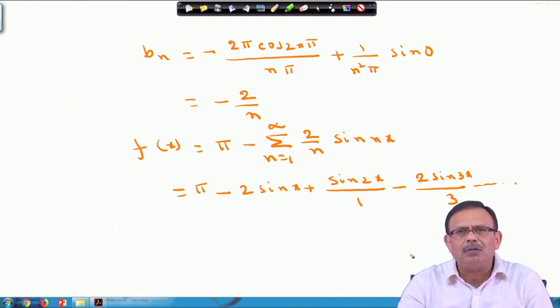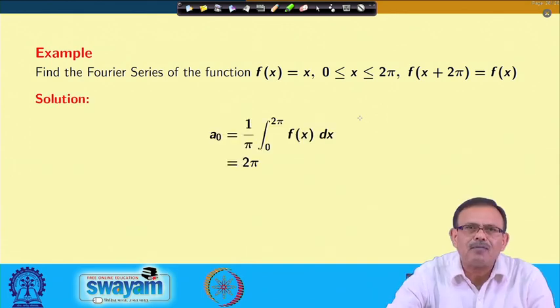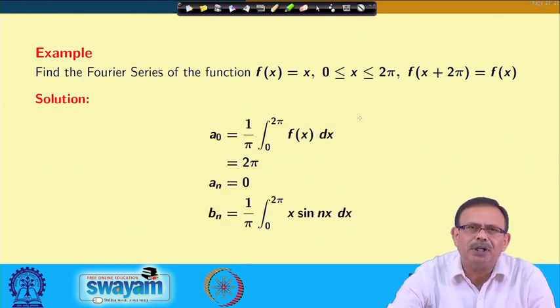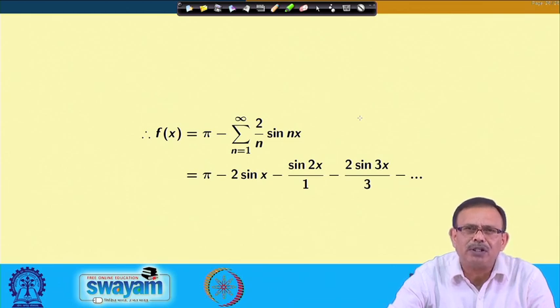I hope it is clear to you now that if a function f(x) is given to us, how to find the value of the series for the function f(x). And once I am representing f(x) in terms of a Fourier series, that is, in terms of sine and cosine series, then at any particular point where the function is continuous, I can find the value of the function also. So, let us see this. Just a naught, a n is 0, b n is this one, we are calculating, and ultimately we are getting minus 2 by n. So, f(x) is pi minus twice sin x minus sin 2 x by 1 minus twice sin 3 x by 3, and like this way it will continue.